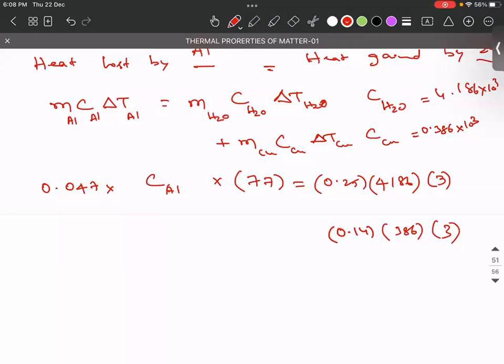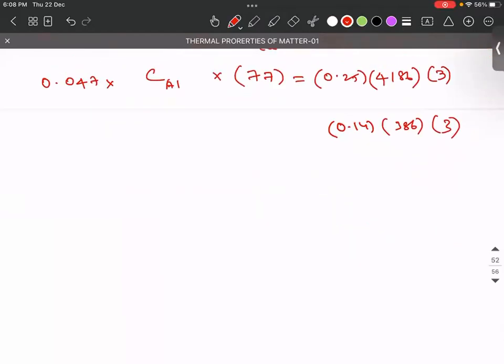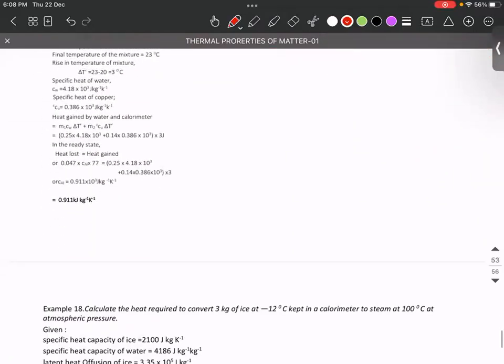Okay. So this calculation part I'm leaving it to you. You can leave some space. So the answer is 0.911. You can make a note of the value. 0.911 kilojoule per kilogram per Kelvin. So it is 0.911 into 10 power 3. Okay, make a note of that point alone.